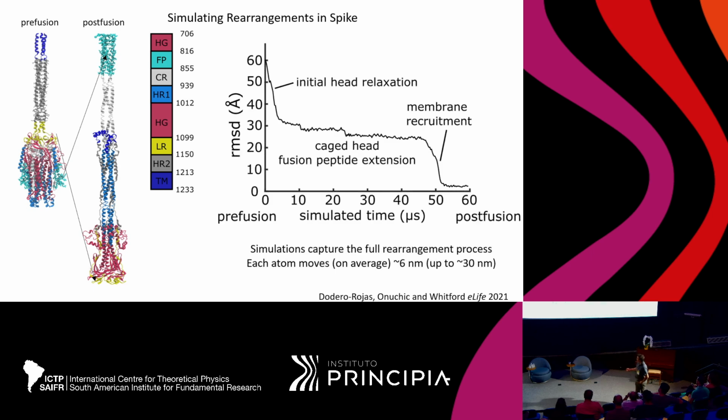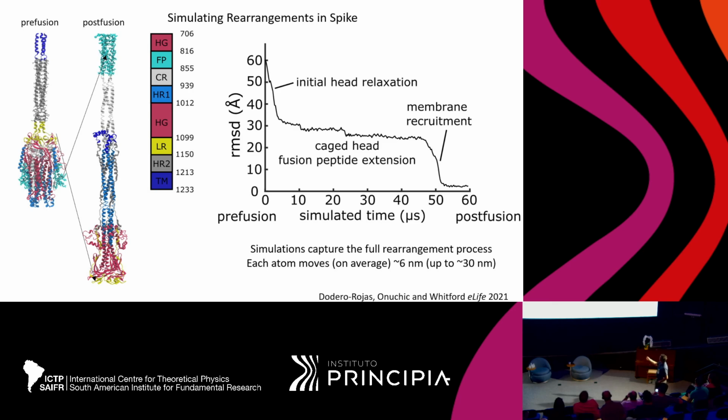So we set up our model where we define this post-fusion configuration as the lowest potential energy minimum conformation. And then this is an actual time trace of the root mean squared deviation as a function of simulated time. Now the simulation is a simulation with all heavy atoms explicitly represented. We're just showing the RMSD trace here.